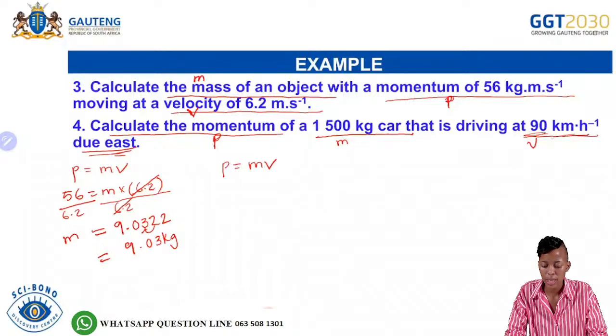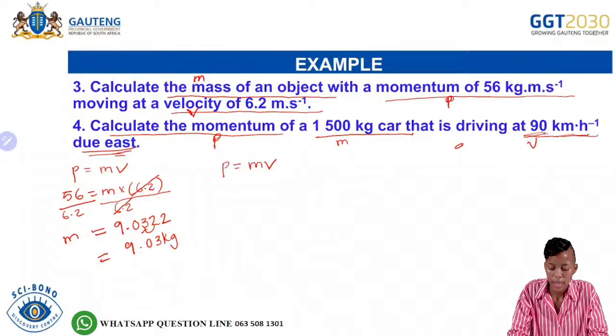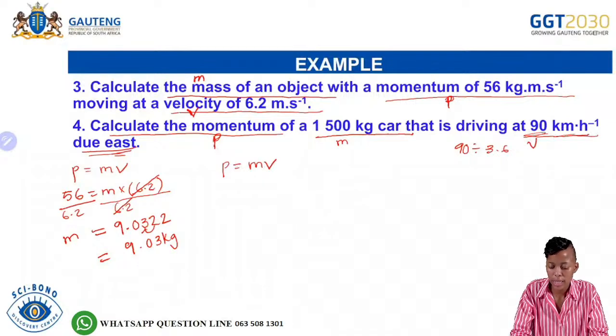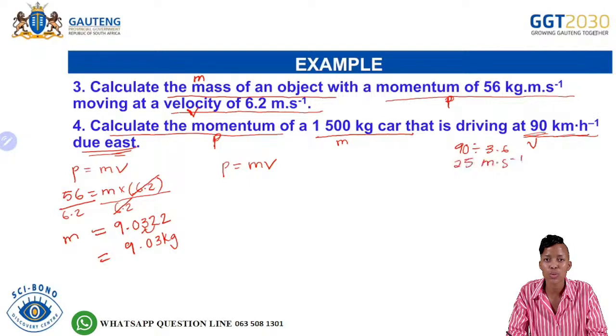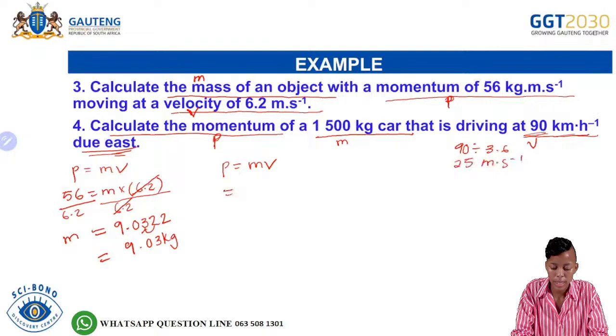So how do we do that? We will then say 90 divided by 3,6, and then you punch that into your calculator. It will give you 25 meters per second. That is your new velocity.